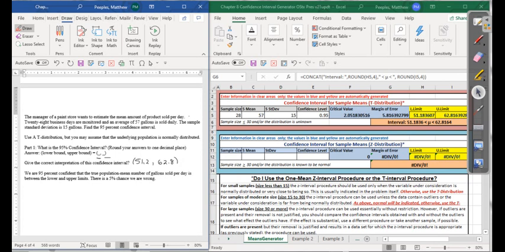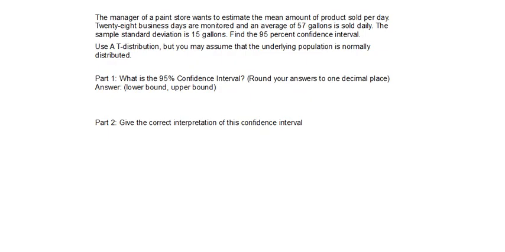Well, our interpretation is that we're 95% confident that the true population mean of number of gallons sold per day will be between 51.2 and 62.8 gallons. There's a 5% chance that we're wrong in that estimate, but we're looking to find at what level we can be confident that this result is what we're looking for. And it is 95% confident between 51.2 and 62.8 gallons. That's the answer we're looking for, and so we're done.